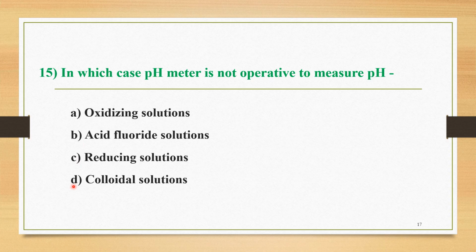If we look towards the applications of this pH meter, then it is very clear to us that this pH meter is used to measure the pH of oxidizing solutions, reducing solutions, as well as colloidal solutions. But this pH meter cannot operate when we use solutions like acid fluoride solutions, and that's why the correct option of this question number 15 is option B, that is, pH meter is not operative to measure the pH in case of acid fluoride solutions, while in the remaining three types of solutions we may measure the pH by using this pH meter.